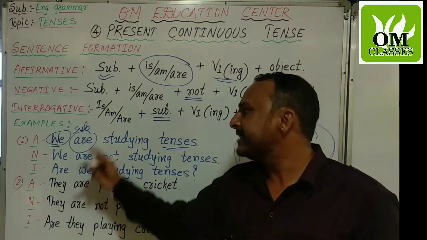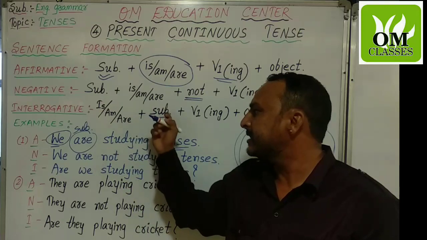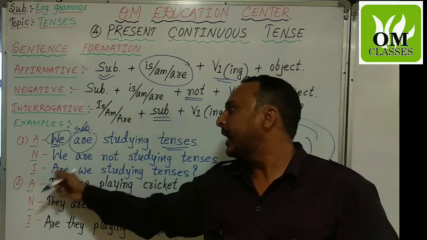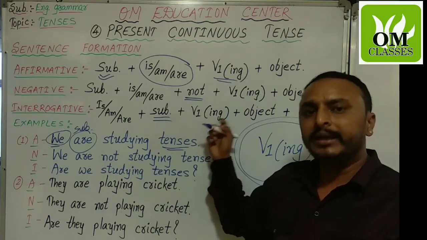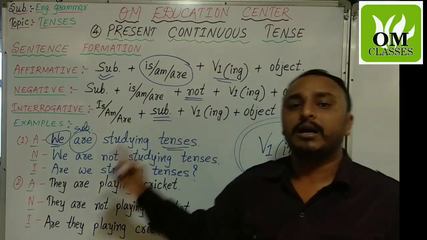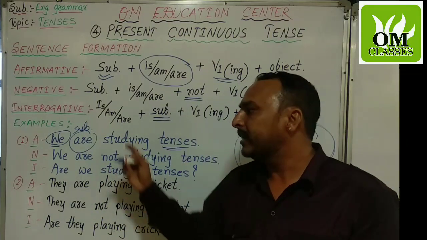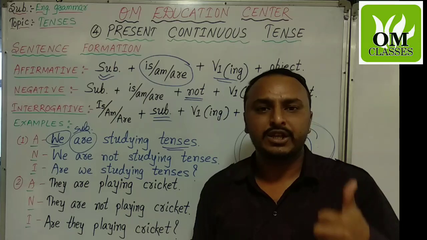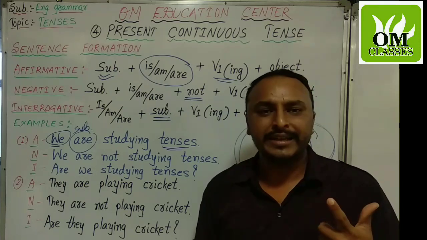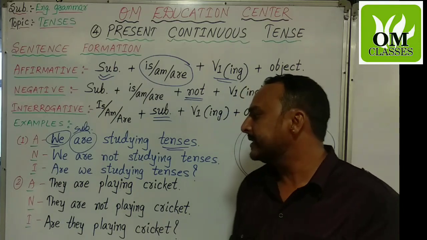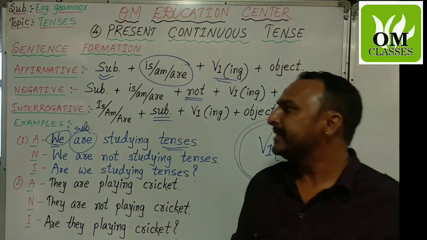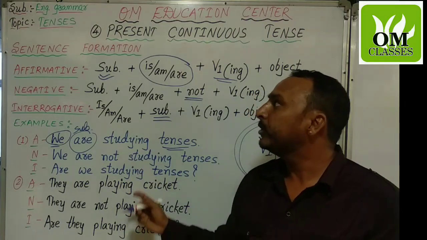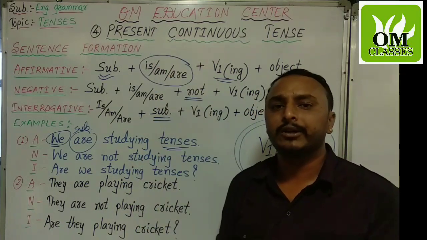For the interrogative sentence, is, am, are में से कौन सा ले रहा है, subject भी है तो are we studying tenses? Question mark. Are we studying tenses? So what are our three sentences? We are studying tenses, we are not studying tenses, are we studying tenses? So these are the sentences of affirmative, negative and interrogative related to present continuous tense.